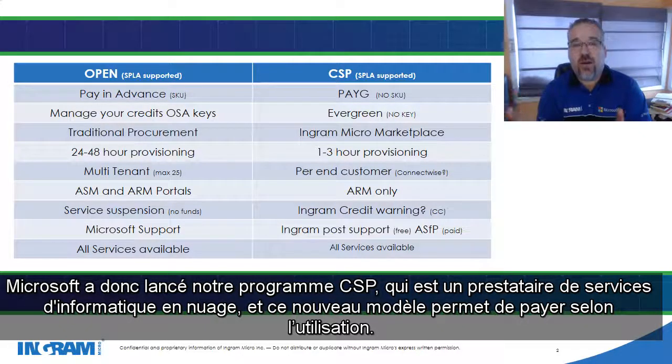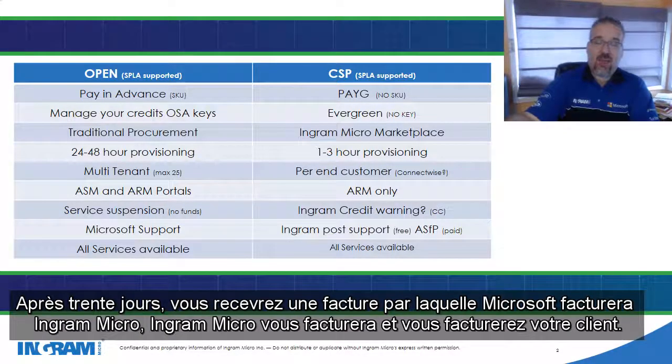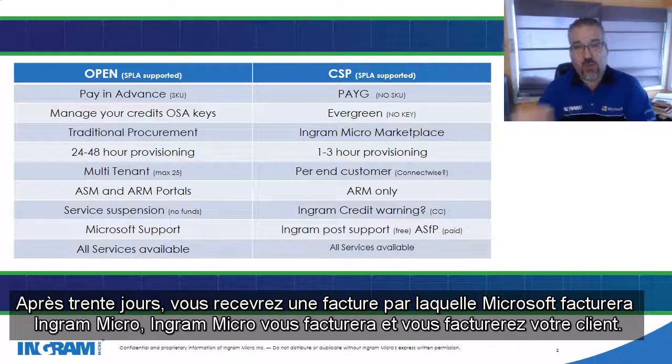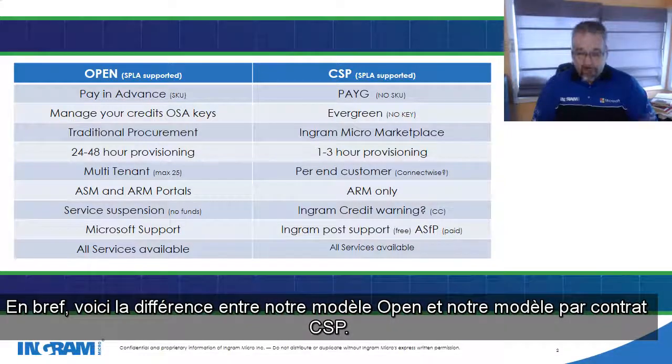That's Cloud Service Provider. This new model is the ability for you to pay as you go. Basically, you log into Ingram Micro Cloud, you provision up the tenant, and there's another module or video that'll teach you how to do that. Once that tenant's created, you would log in and start provisioning services. At the end of 30 days, you would then receive an invoice. So Microsoft will bill Ingram Micro, Ingram Micro will bill you, and you'll bill your customer. Then the 30-day cycle would continue. So in a nutshell, that's the difference between our Open model and our CSP model.